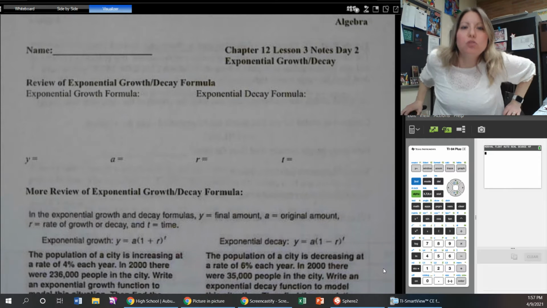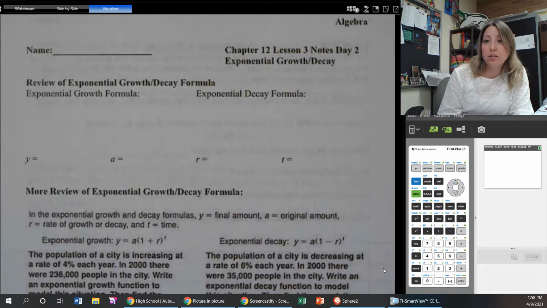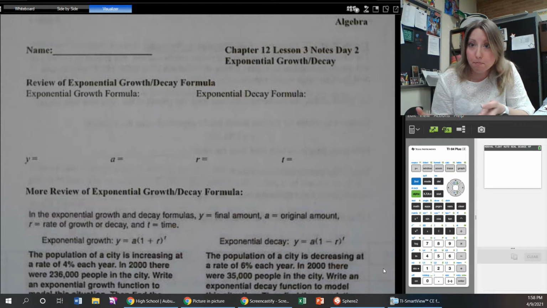Algebra. Welcome to your Chapter 12, Lesson 3 notes. We're talking about exponential growth and decay using our formula for a second day.